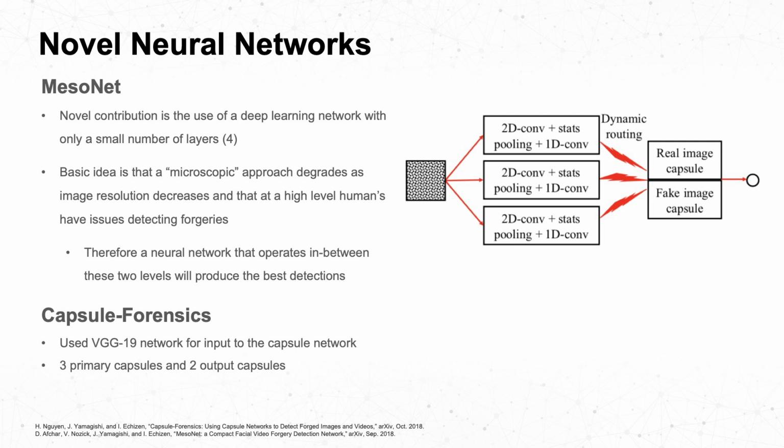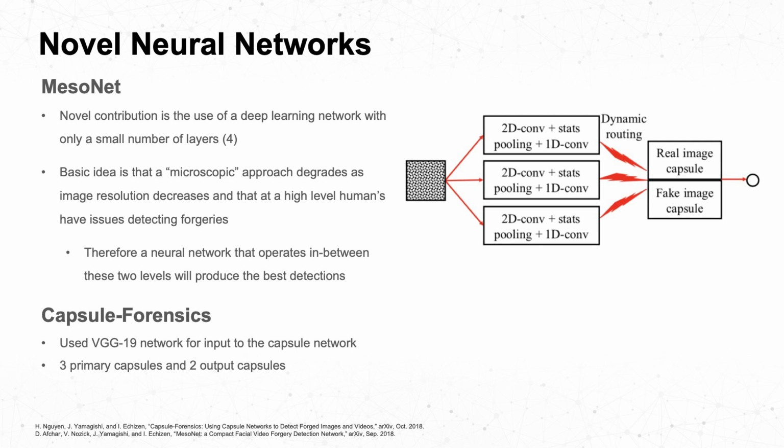On the other hand, working at a high level, at a macroscopic level, which is the level that humans work at, you have too much information and you can't determine whether or not an image has been manipulated. So therefore, a neural network that operates in between both of those levels, at the mesoscopic level, will produce the best detections. To test this hypothesis, these researchers started with a very complex convolutional neural network and bit by bit removed layers until they ended up with the model with the smallest amount of layers that did not sacrifice any accuracy.